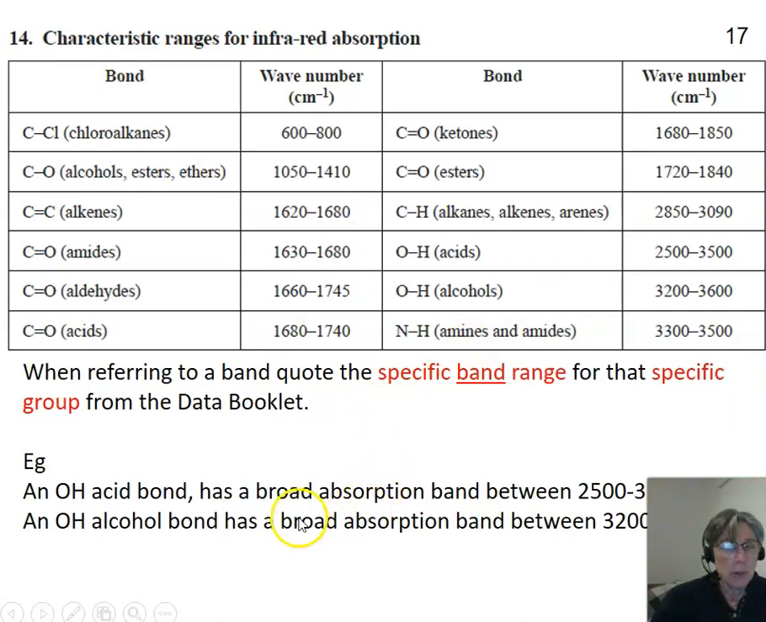Yep, so we have to quote the specific range, the whole thing. And we're going to look at acids and alcohols, this hydroxyl peak. The acid one is slightly lower and the alcohol one is slightly higher. And we also need to look at this because this is around the same. So all hydrocarbons have carbon-hydrogen bonds, and they'll all have a little peak around just a bit less than 3,000.